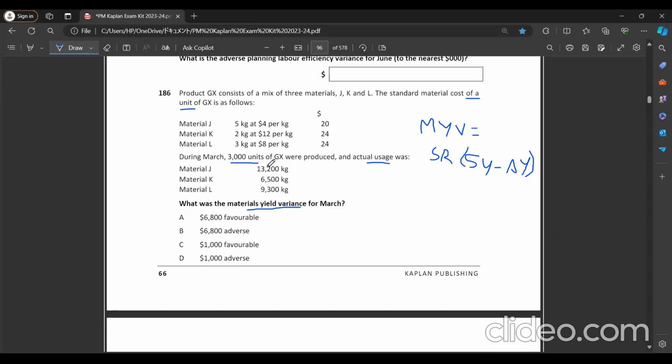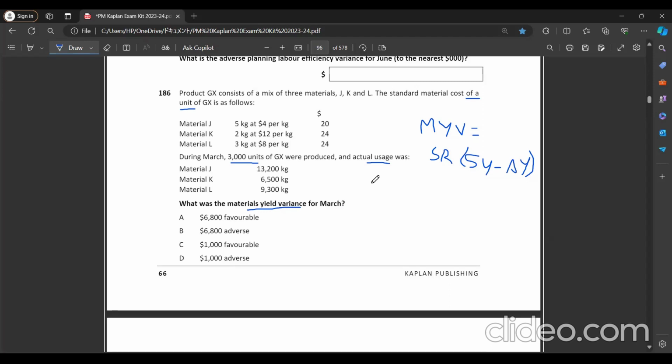There is another way we can approach yield variance, in terms of how much material is used to produce this yield of 3,000 units. Material yield variance can also be calculated as standard rate into the standard usage minus the actual usage of material for the actual output. In terms of usage, more consumed is adverse, less consumed is favorable. With that logic we can also apply this material yield variance.